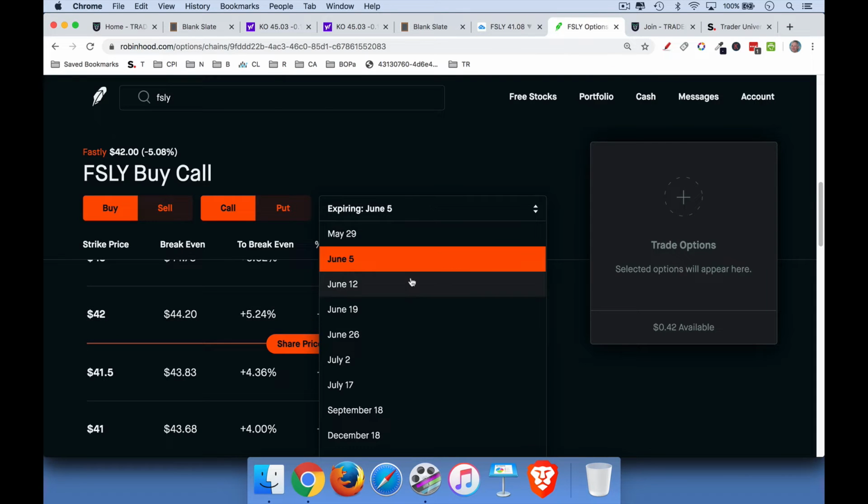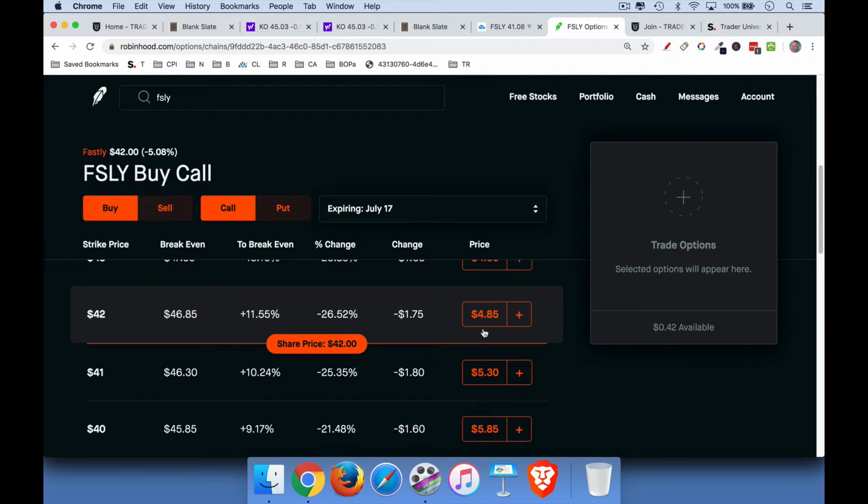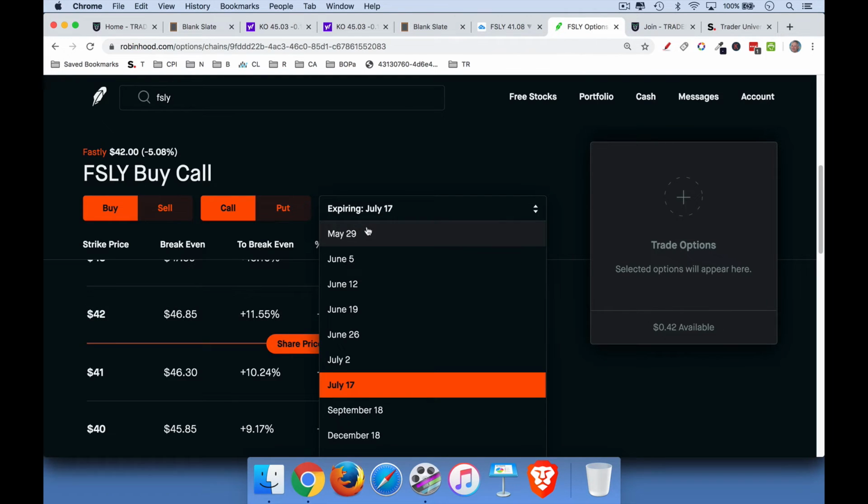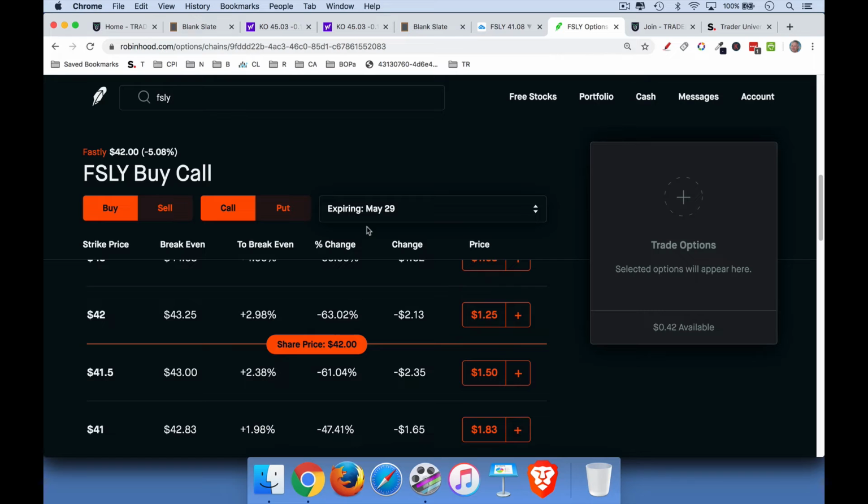If we want a couple months, let's say we want to go out to July 17th, those same at the money calls are going to be $4.85. So they're going to be more expensive. Now, the options that are very close to expiration will lose their value very quickly. The good news is the most they can do is go to zero.